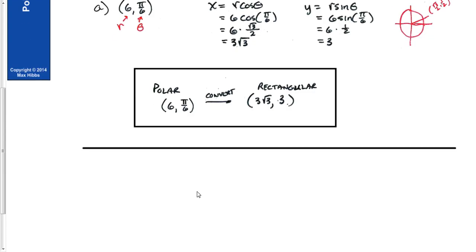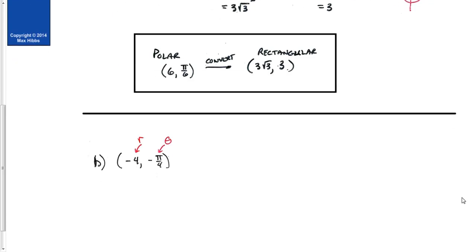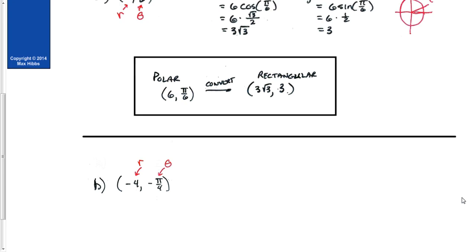Okay, well, let's look at B here. Once again, we need to recognize that the r value is -4 and the theta value is negative pi over 4. That's not any big deal. We're trying to find x and y for rectangular, aren't we? And so x is going to be calculated using r cosine theta. And so we put a -4 in for r, and we substitute a negative pi over 4 for our theta.